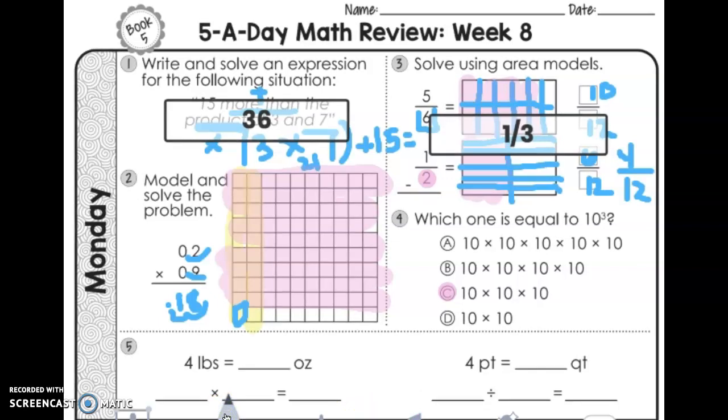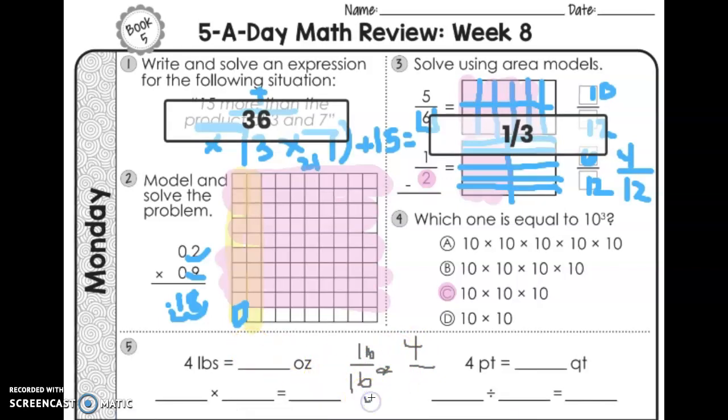Okay, for number 5, you're working with very American conversions here. I know you might be asking yourself, when am I ever going to use this? But whenever we take the MAP test, it tends to come up a lot. So let's see here. I know that 1 pound is the same as 16 ounces. And so I'm trying to figure out 4 pounds. So I just need to multiply 16 times 4 because if I have 4 pounds, I have 16 times 4.